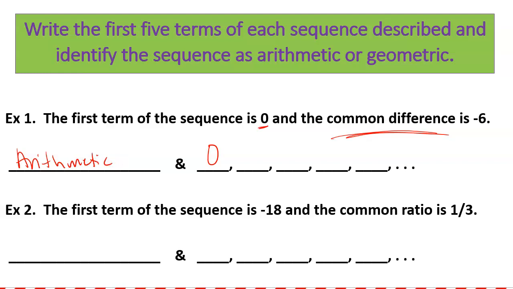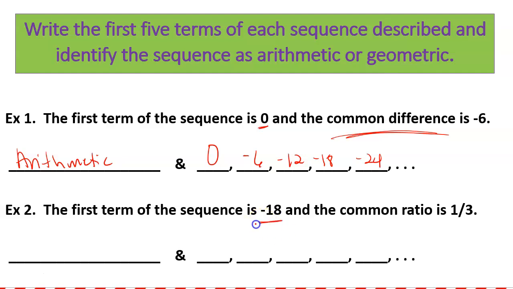And then we're going to go ahead and complete the sequence. So -6 means I'm subtracting 6 each time. Again, if you need to use a calculator, you can. 0 minus 6 is -6. Minus 6 is -12. Minus 6 is -18. Minus 6 is -24. Okay, we're actually going to go ahead and do number 2 together as well.